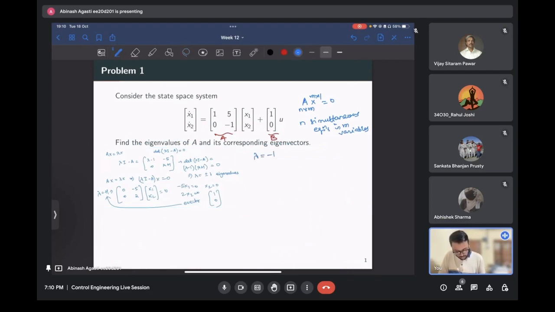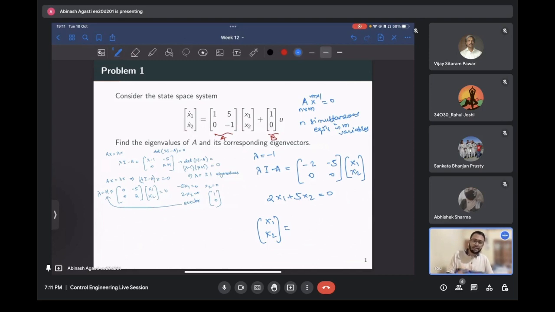Now I want to do the same for lambda equal to minus 1, and I'll plug in values in lambda I minus A, that is minus 2, minus 5, 0, 0, right? So here the only equation that we'll get is 2x1 plus 5x2 equal to 0. So the space of vectors that will satisfy this will be given by a basis of this kind of form. Is that correct?